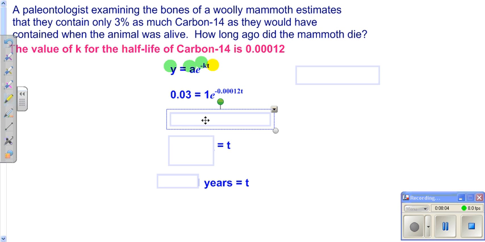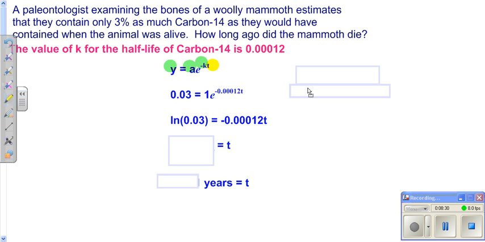So now we need to go ahead and get our variable out of the exponent. So we're going to take the natural log of the left side and the natural log of the right side. Natural log because we're dealing with the natural number e.